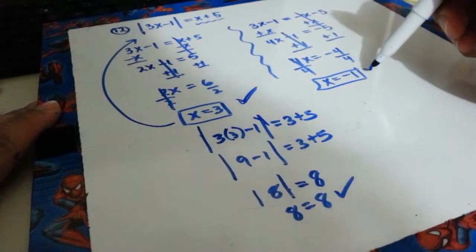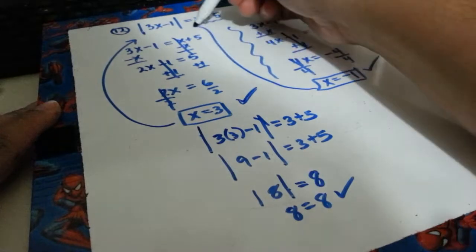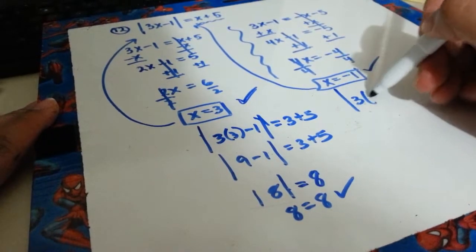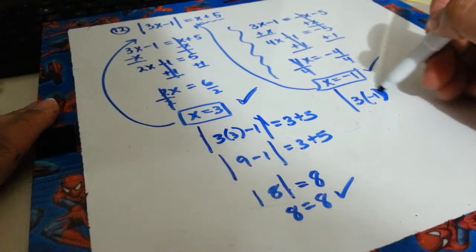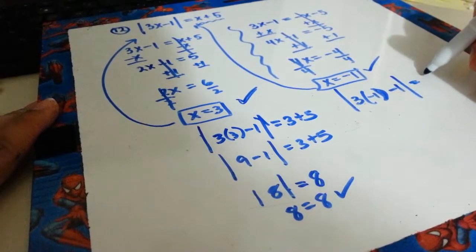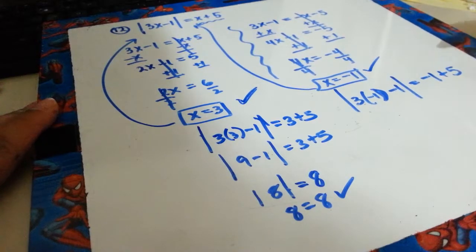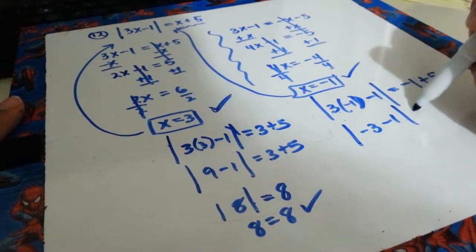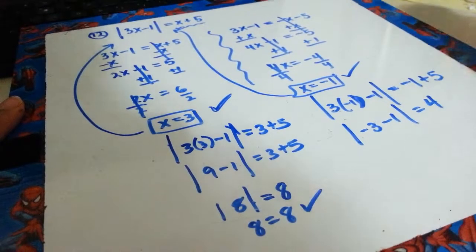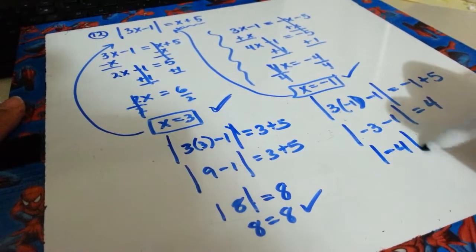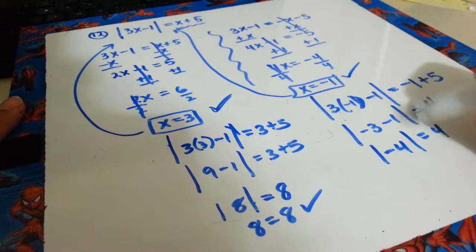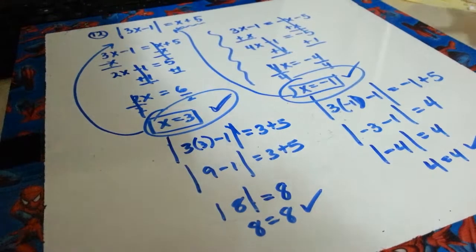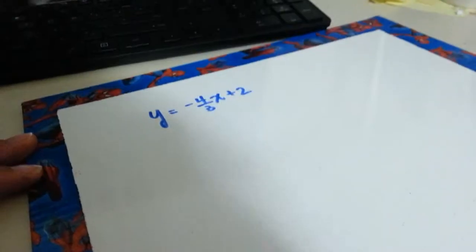Use this one and you plug it in as well into the problem. You have 3 times negative 1 minus 1 equals negative 1 plus 5. 3 times negative 1 is negative 3. This is absolute value of negative 4. Does the absolute value of negative 4 equal 4? Yes. Check. So both of these are the answer choices.